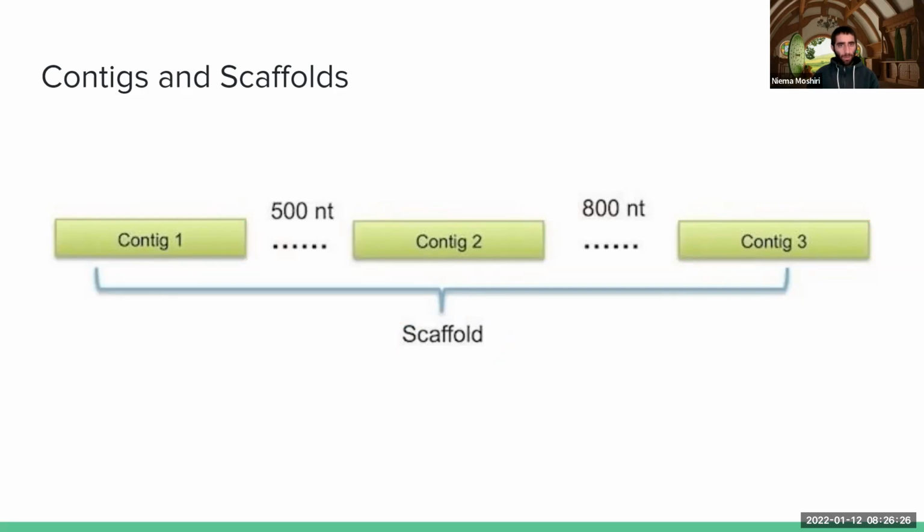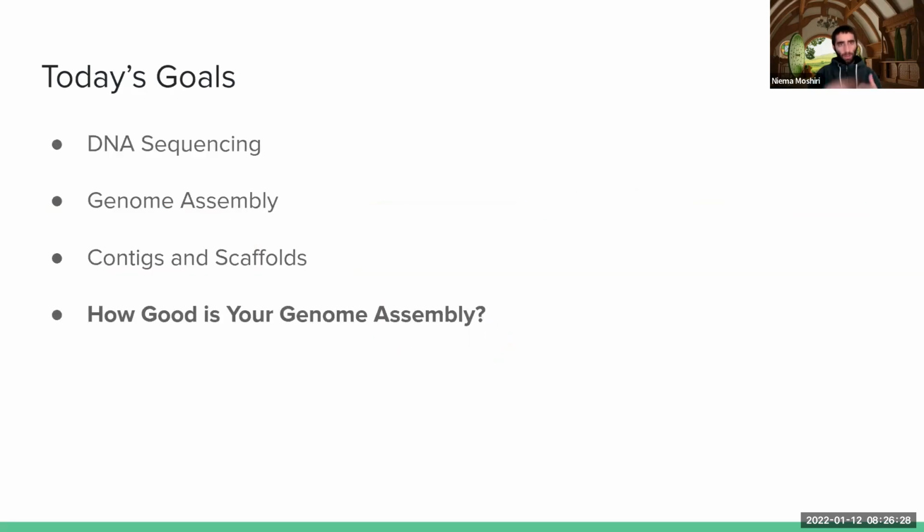Okay, so let's say we run our genome assembly, we get those contigs, those fragments of contiguous genome that it was able to assemble. How do we determine if our genome assembly was good?